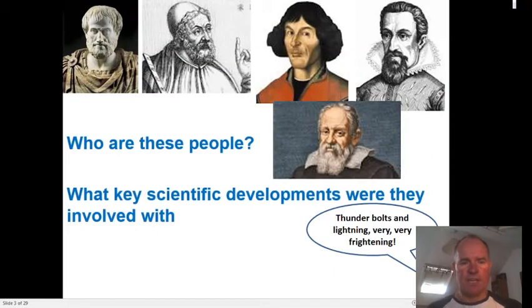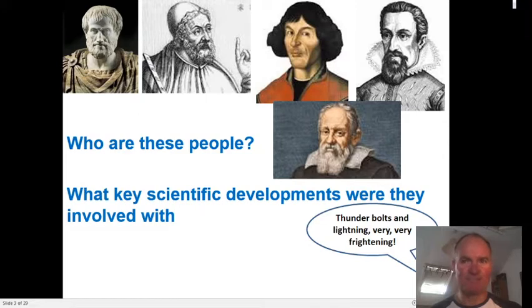Okay, so there's some people here with some interesting haircuts perhaps, but certainly before the days of photography, and these are the key players in our understanding of even today how the solar system fits together and how it works, some of whom you'll have heard of. But they were involved in some very key scientific developments in terms of coming up with models or strands of evidence. And you'll see in the text box, thunderbolts and lightning, very, very frightening, as a not very subtle clue as to who one of those key players is.